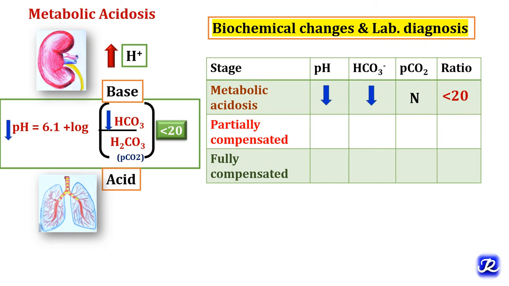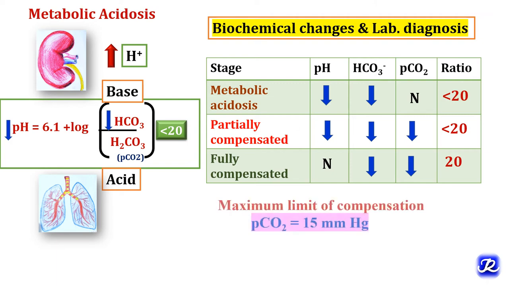Now when can you say it is a partially compensated state? When pH, bicarbonate and partial pressure of carbon dioxide are all reduced, meaning all are decreased, and the ratio is less than 20. So you can say that this is a partially compensated state because pH is still decreased and the ratio is still less than normal. And when can you call it a fully compensated state? When bicarbonate and PCO2 are decreased but pH is brought back to normal and the ratio also becomes normal. So this condition is a fully compensated state.